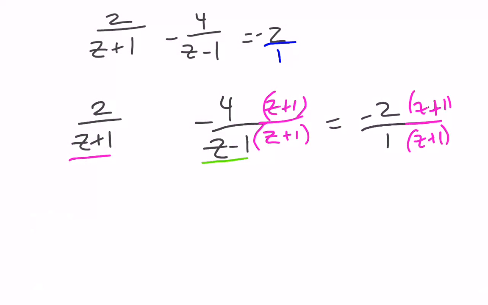Next I have a z minus 1, but my first one does not have a z minus 1, so I have to multiply that by z minus 1. Obviously my second fraction does, but my last one doesn't. Okay, now all of my denominators are the same.